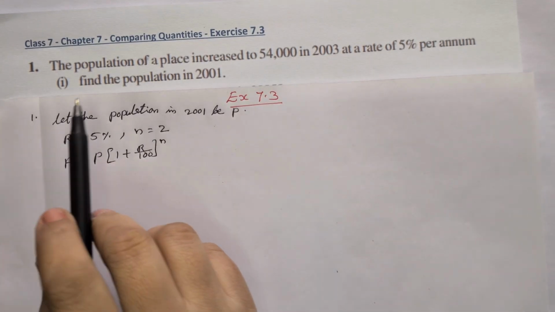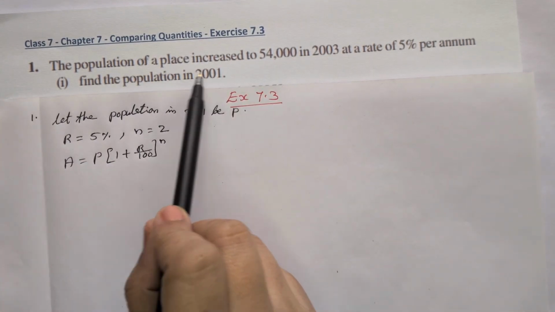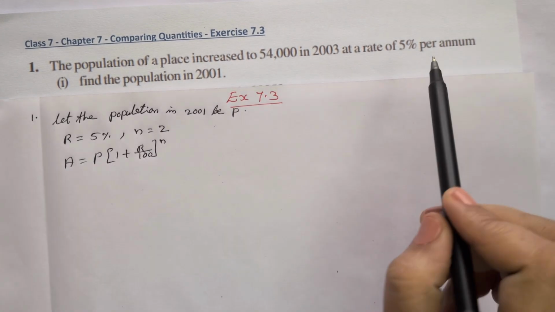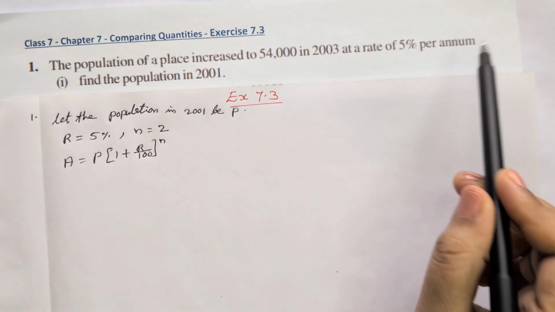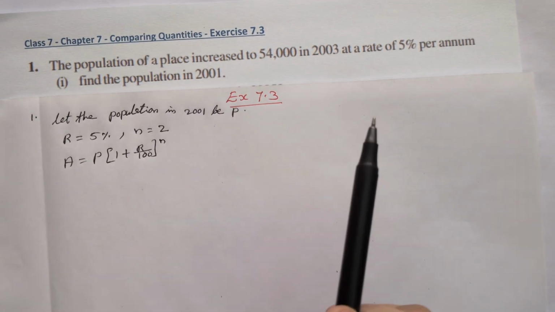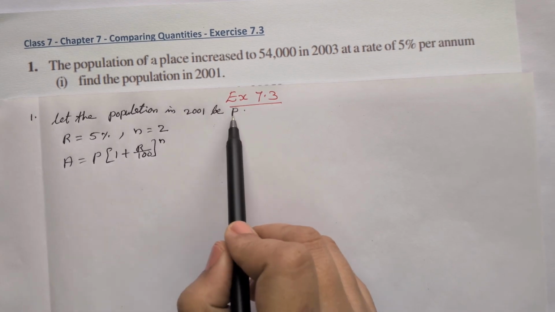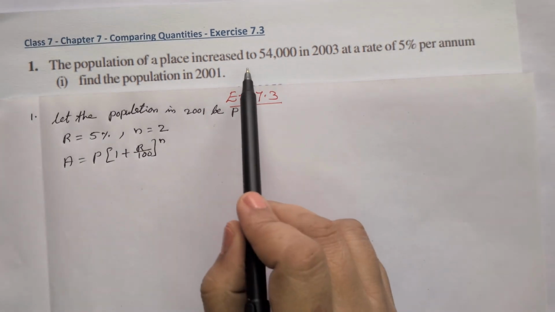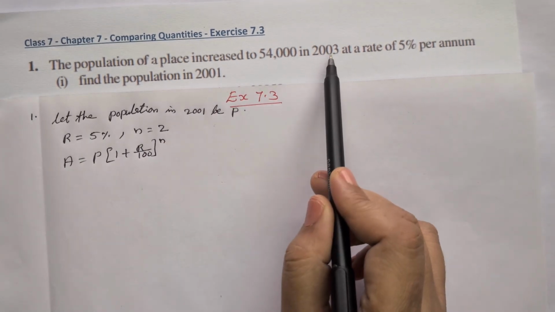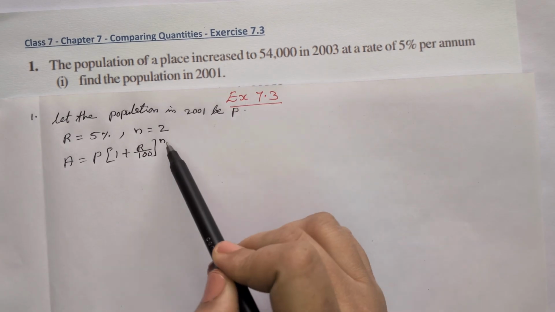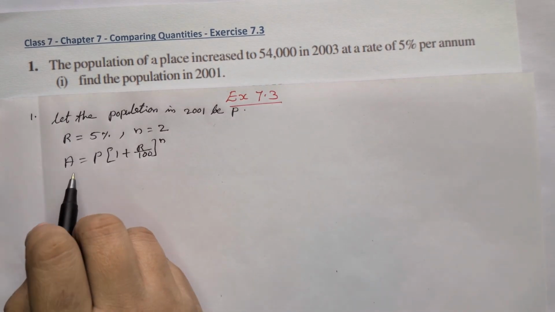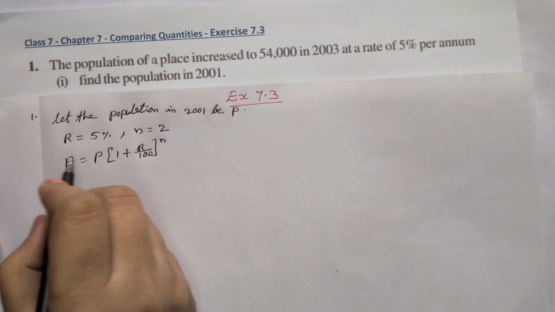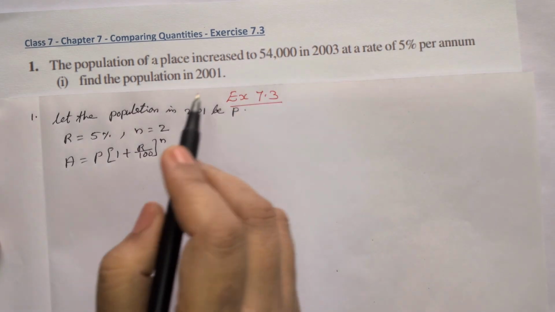Exercise 7.3, first question. The population of a place increased to 54,000 in 2003 at the rate of 5% per annum. Find the population in 2001. So we can take population in 2001 as P, and rate R is equal to 5%, 2 years gap. From 2001 to 2003, that means n is equal to 2. So in that formula, A is equal to P into 1 plus R by 100. We can put the values here. A means 54,000.